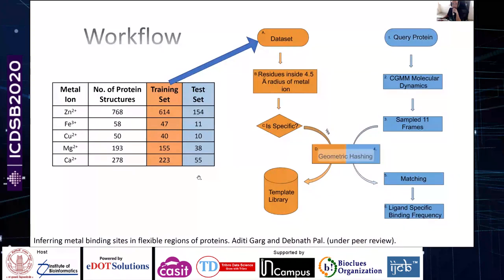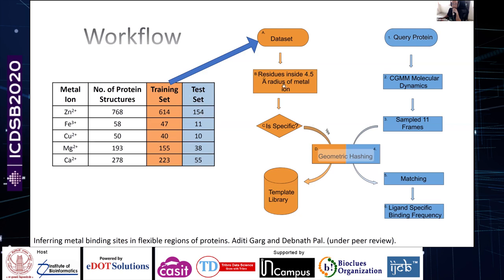So in our case, we have a flow chart. In the flow chart, there are two sides. One is where you prepare the database with a template library, and in our database we have these many structures which are incorporated. The total is given here, and this is the test set here.